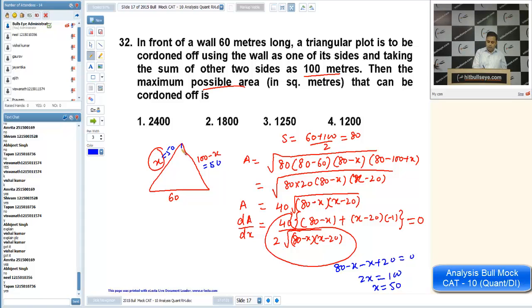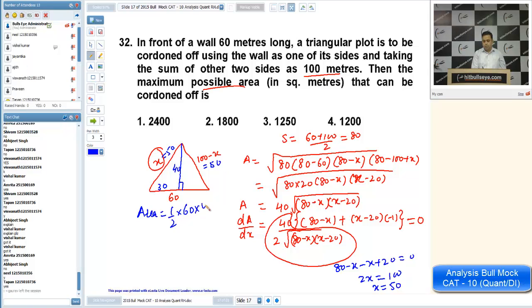Now to find the area, if I drop a perpendicular, then since these two sides are equal, this perpendicular will bisect the third side. So this side is equal to 30. This is 30. This is 50. So height of this triangle will come out to be 40. So area will be equal to 1 by 2 into 60 into 40, which is equal to 1200.